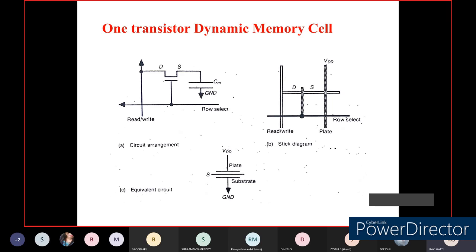Along with this row select line, we have a read write pin. It has been connected to the drain of the NMOS transistor, and the source of this NMOS transistor has been connected to the capacitor for storage of the element. The corresponding stick diagram is written over here. We can see the source has been connected to VDD, and along with that it has been connected to the capacitor plate. Depending upon the row select value and the excitation we give to the read write pin, 1 bit will be stored in the capacitor.